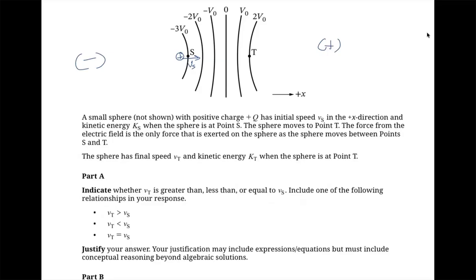Someone must have given it an initial velocity at point S, and then that should decrease in magnitude as it moves from S to T. So I would imagine it's going to be going a lot slower compared to S. So Vt should be less than Vs. Let's actually start that for part A on another page. So for part A, Vt should be much less than Vs.